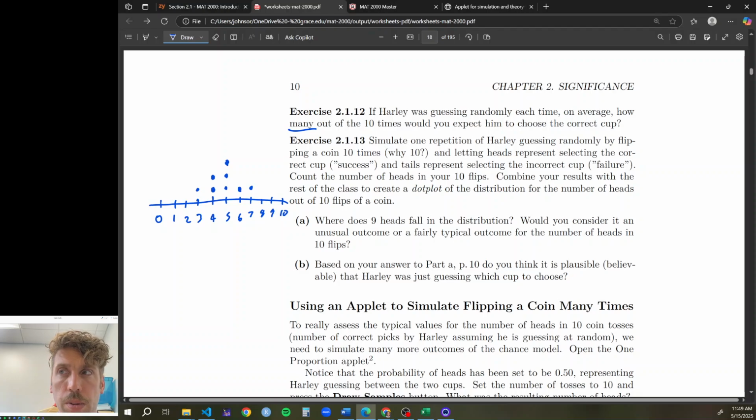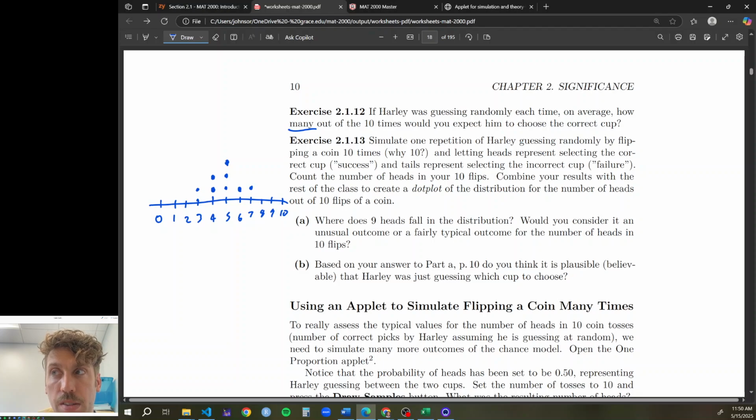So you can create it with software or draw it by hand and put it in your answer document. Either is fine. All right, so then questions A and B are: where does 9 fall in this distribution? This will be different, because question 13A is different for every class that I teach this, since every class is going to have slightly different data. But then question B, based on your answer to part A, do you think it's plausible, believable that Harley was just guessing which cup to choose?